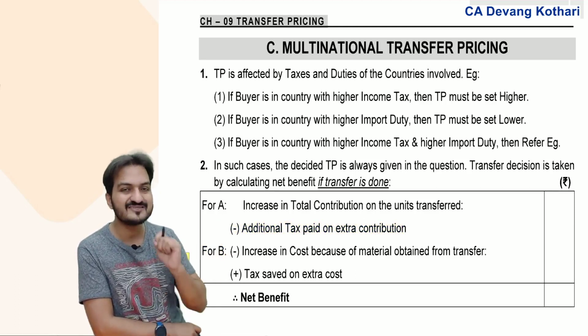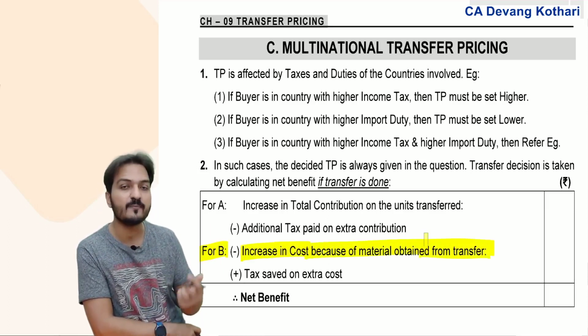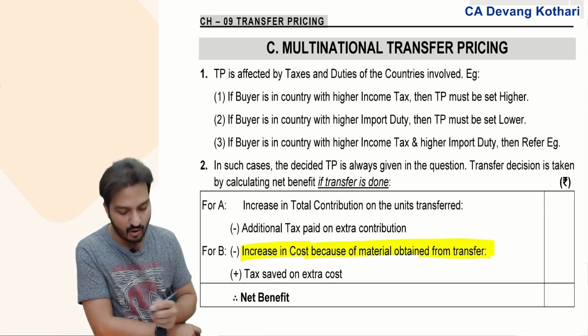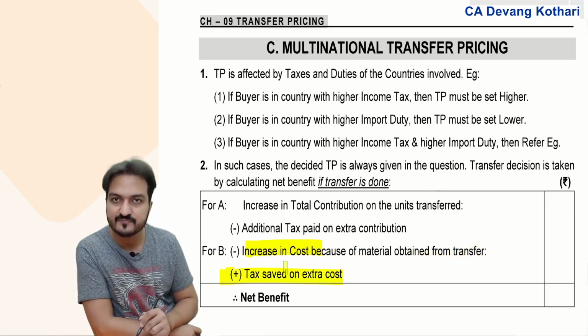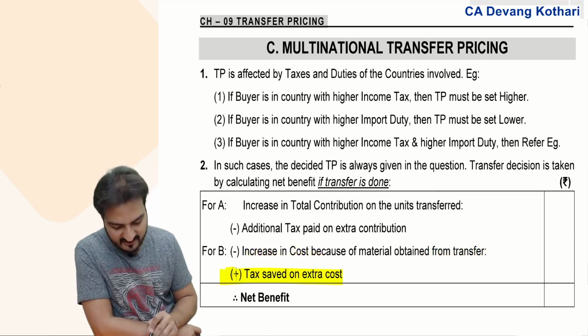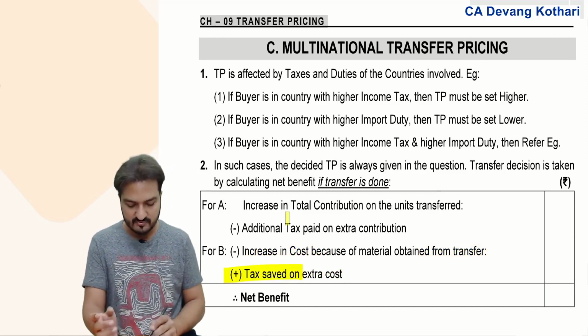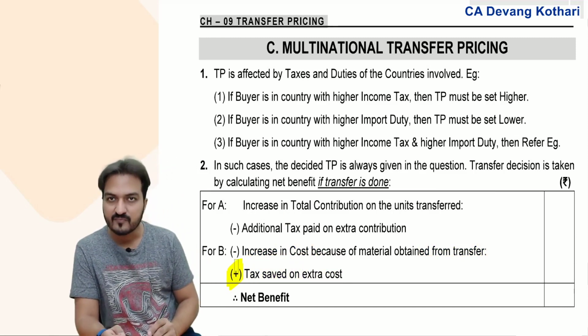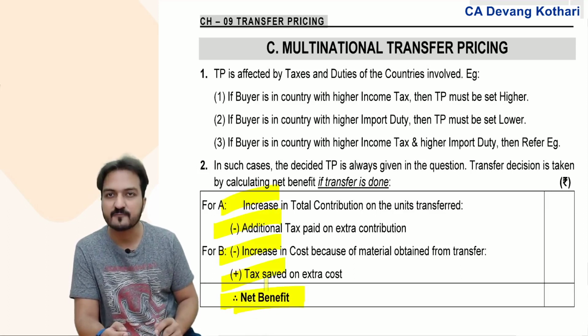So if transferred units are costing them more, for division B it will be an increase in cost because of units obtained from transfer, and on that increase in cost they will save extra tax. So on the increase in cost they will have tax saved. Tax saved is an income, it is a benefit, so I'm showing that as add. Then these four items' net effect you find, it will give you the net benefit.